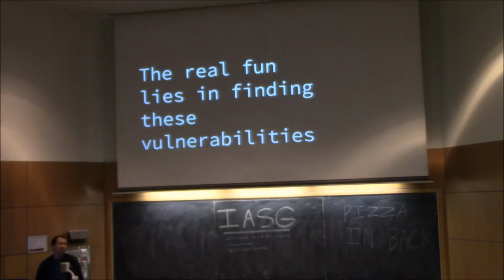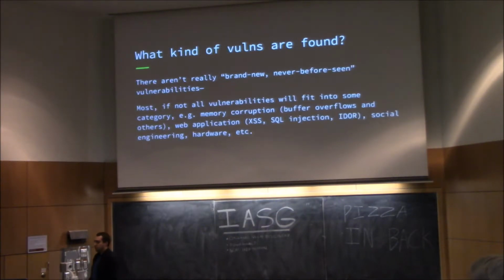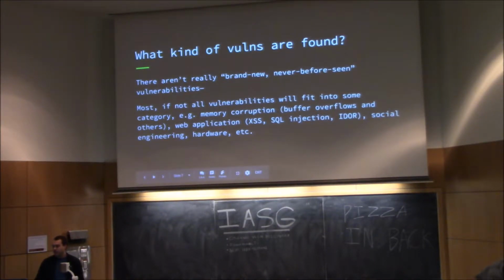So the real fun often lies in what I'm calling here organic vulnerability discovery, finding these vulnerabilities yourself, doing it the hard way. So what kind of vulnerabilities are found? There's different categories of vulnerabilities, and usually when you find one, it's not going to be some brand new category of something that's never been seen before. It's typically going to be some category that already exists.